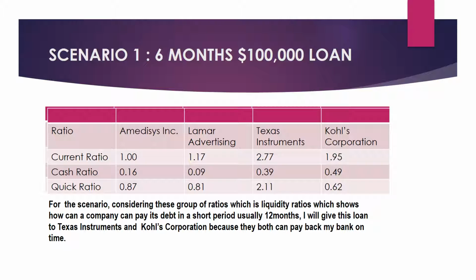For this scenario, considering this group of ratios, which is the liquidity ratio, which shows how a firm can pay its debt in a short period, usually 12 months, I'll give this loan to Texas Instrument and Kohl's Corporation because they can pay back my bank on time.